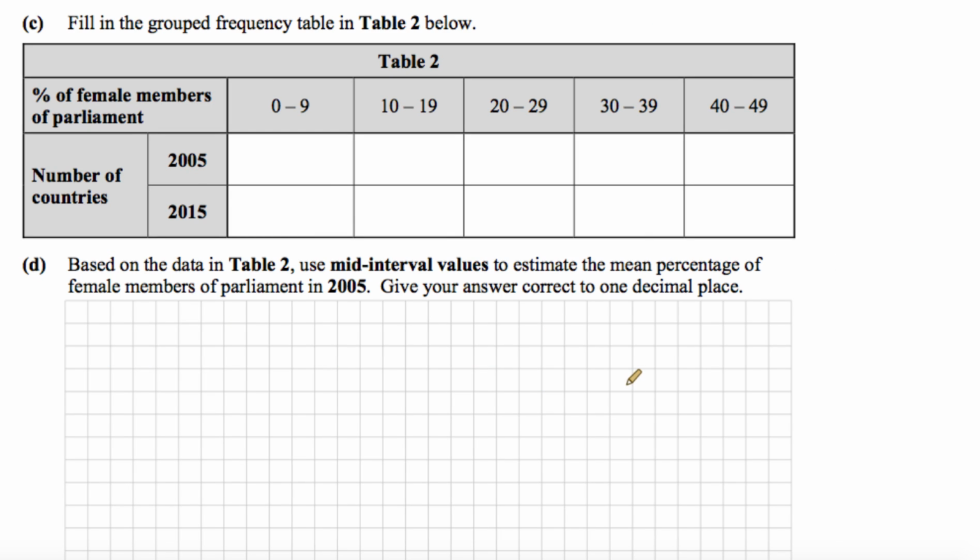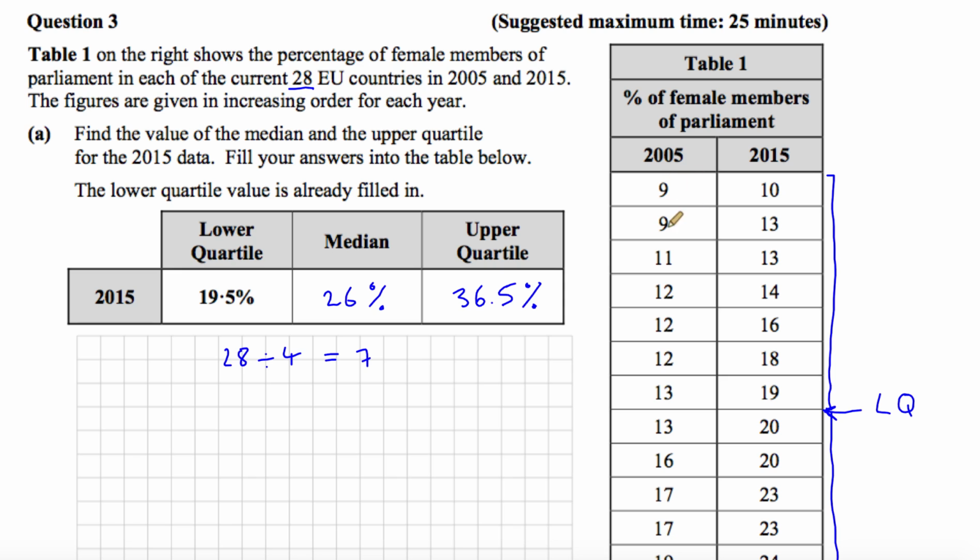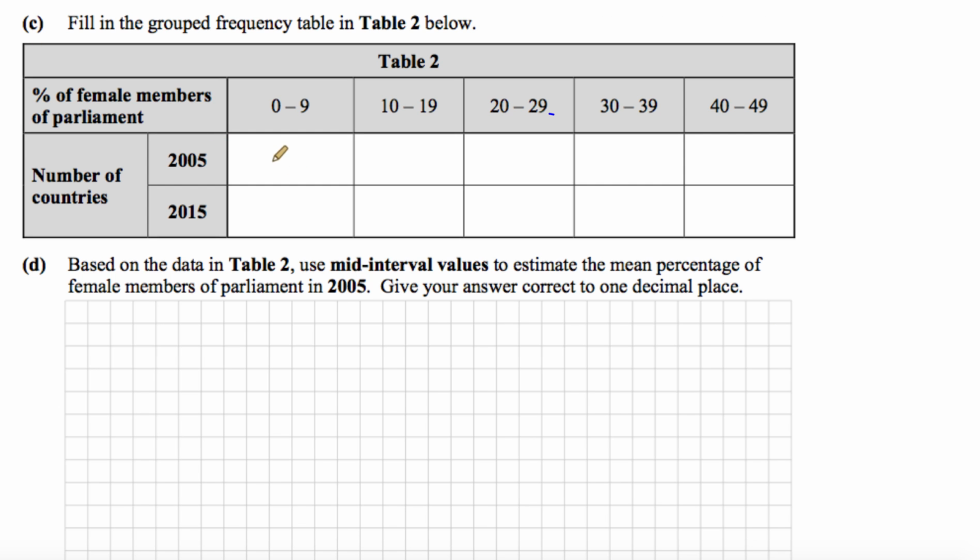Okay, part C says fill in the grouped frequency table in table 2 below. So here we have the percentage of female members of Parliament, and it's in groups now from 0 to 9, 10 to 19%, 20 to 29, and so on. And here's the different years. So we're going to put them into groups. So from 0 to 9 for 2005 and 2015. If we look back, we can see there's 2 in 2005, but there's none in that group for 2015. So we have 2 here and 0 there.